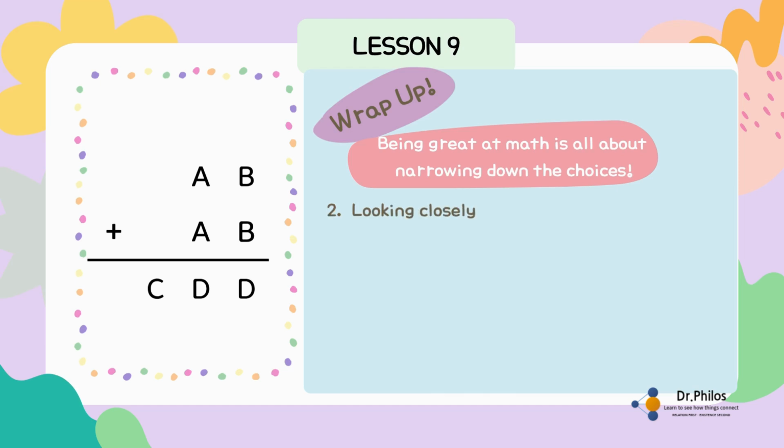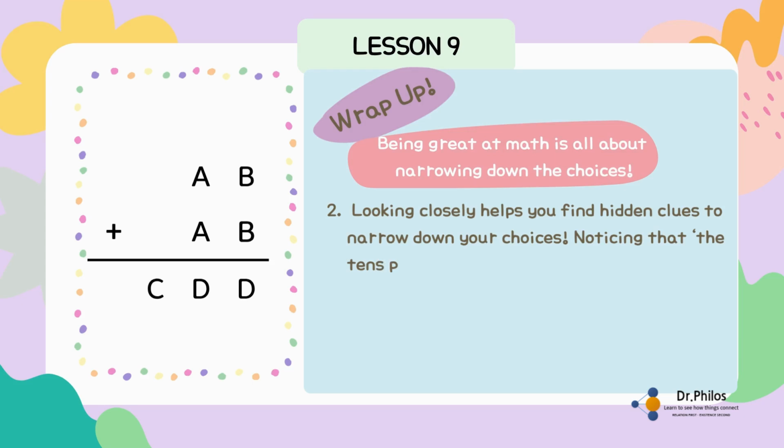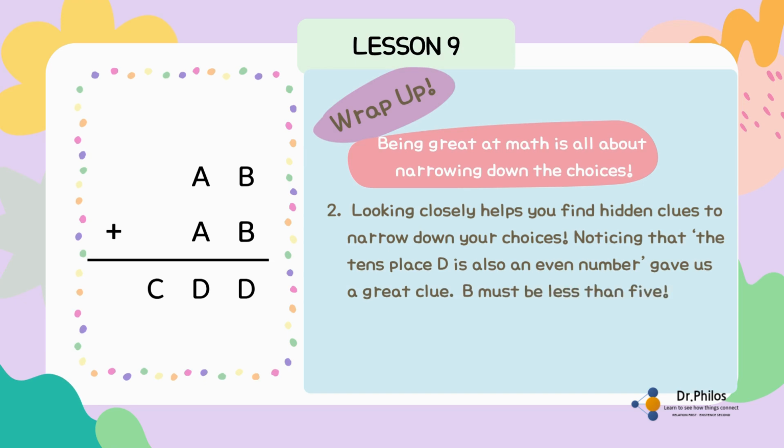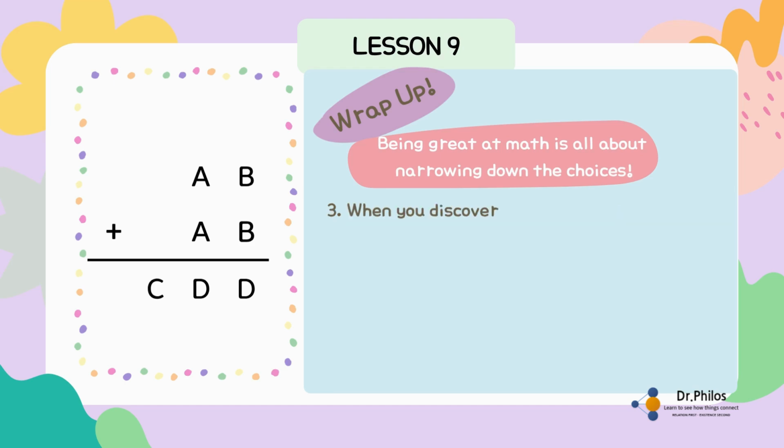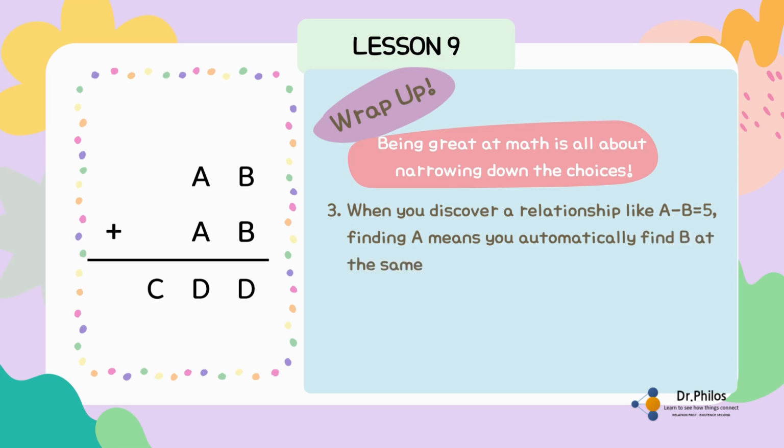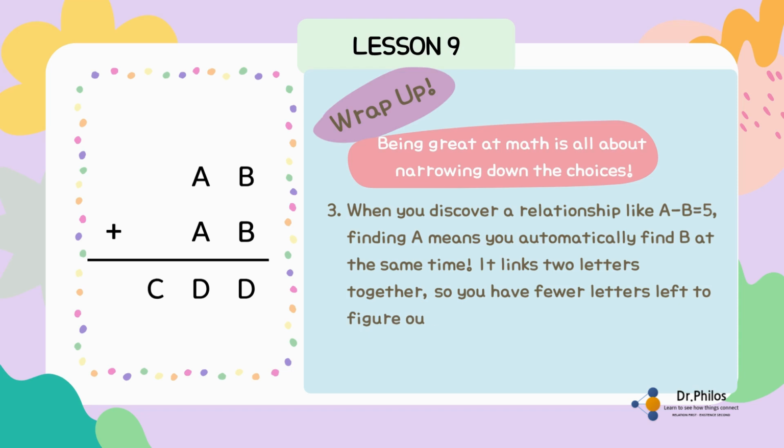Looking closely helps you find hidden clues to narrow down your choices. Noticing that the tens place D is also an even number gave us a great clue. B must be less than 5. When you discover a relationship like A minus B equals 5, finding A means you automatically find B at the same time. It links 2 letters together, so you have fewer letters left to figure out.